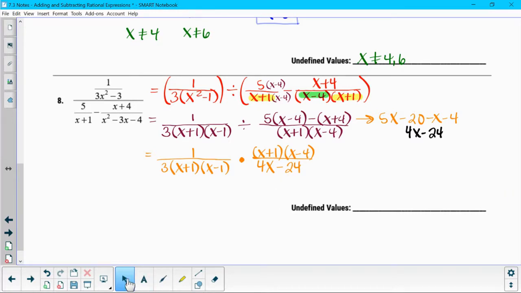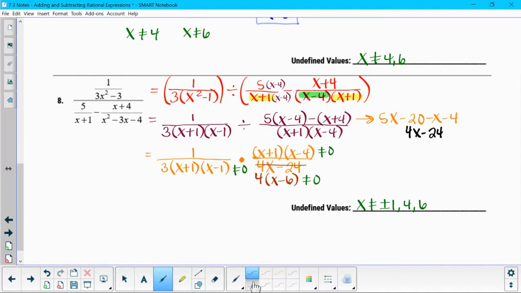We're almost there. Going to get my undefined values. Remember, it is everything not equal to 0. One thing I did do is for this problem, I pulled out my 4. For this denominator, 4x and 24 have a GCF of 4. So I pulled it out just so it was easier to see what the undefined value is. So from all of this, I get x cannot equal plus or minus 1, x cannot equal 4, and x cannot equal 6. And from here, it's just cancellation.